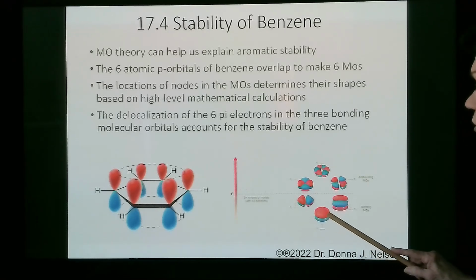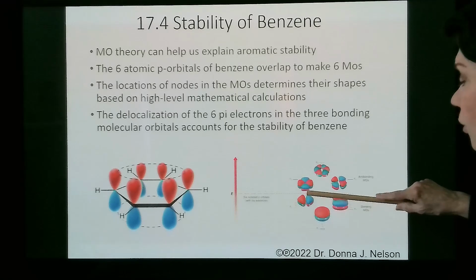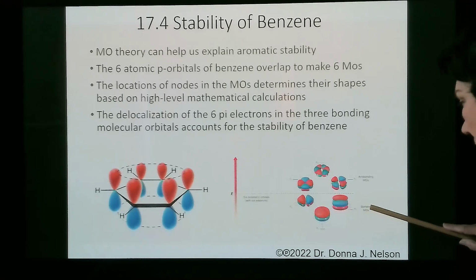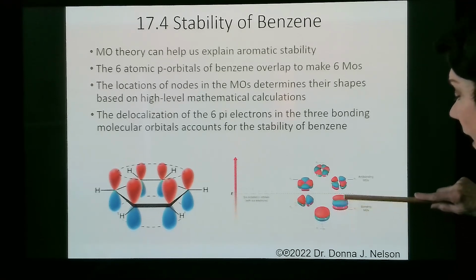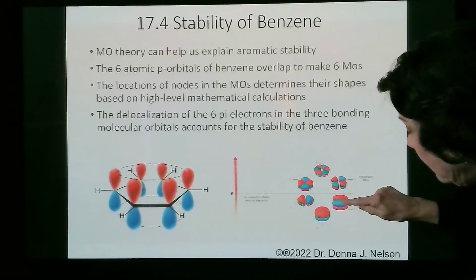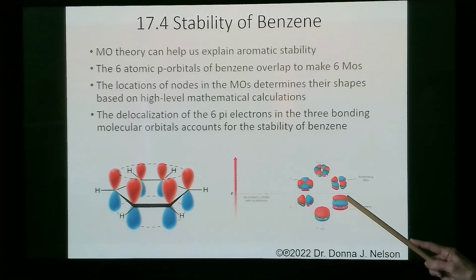Psi1, the lowest energy bonding molecular orbital, has no nodes. Psi2 has 1 node. It is at the same energy level as Psi2 prime, which also has 1 node, and you can't really see it. It's here in between the blue and the red. So these 2 are at the same energy level and have the same number of nodes. 0 nodes, 1 node, 2 nodes, 3 nodes. The number of nodes increases as the energy increases.